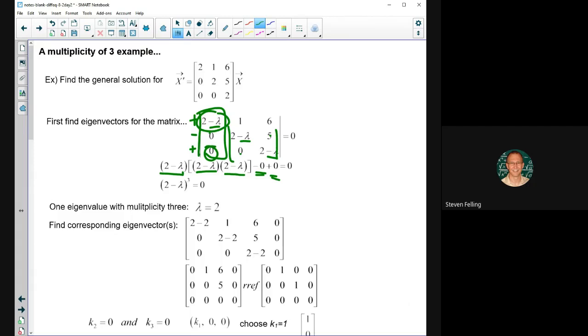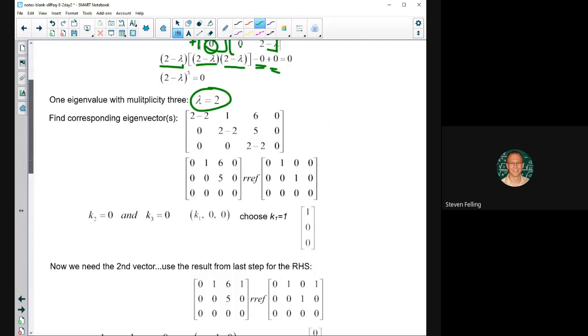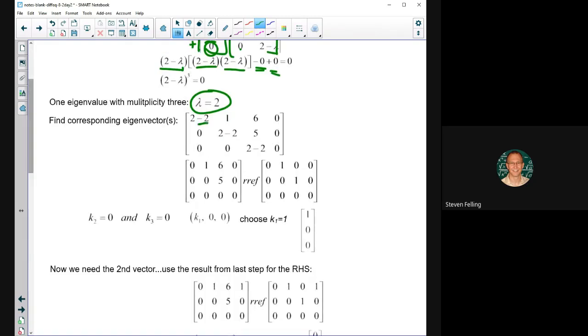So we end up getting (2 - λ)³ = 0. So λ is positive 2, but it has a multiplicity of 3. Okay, so what we would do is first find the original eigenvector. So we'll take 2 minus, I'm subtracting that 2 here on the main diagonal from the coefficient matrix, and we're starting with zeros on the right-hand side for the normal eigenvector. When we do RREF, we end up getting this.